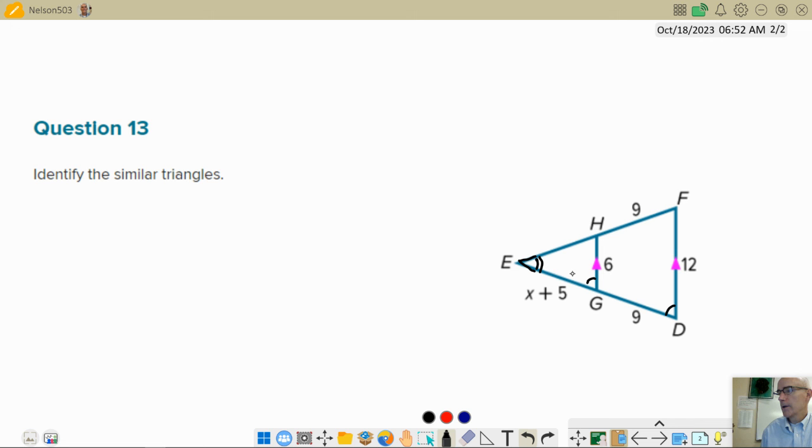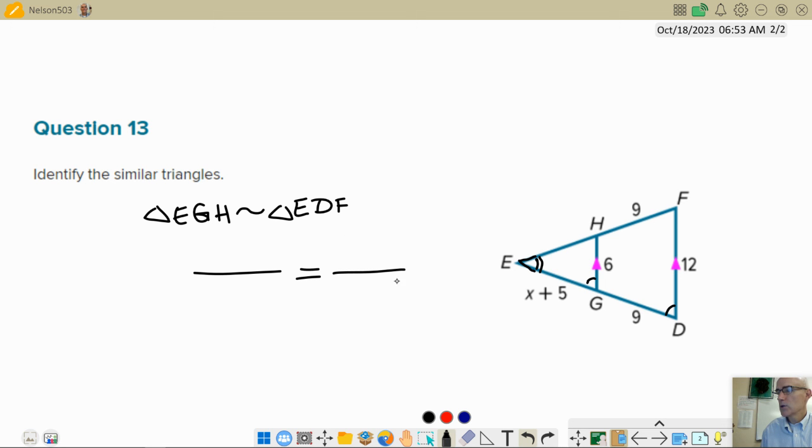I want to go like 2 tick, 1 tick, no tick. So I could go EGH, triangle EGH. Doesn't matter how you start this problem, but it does matter once you pick that order, you go the same order down here. So EDF, I think, would match up the same corresponding angles. Now I'm going to set up a ratio.